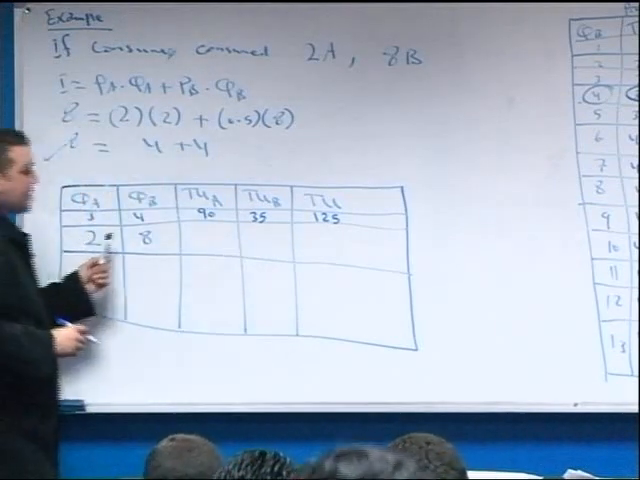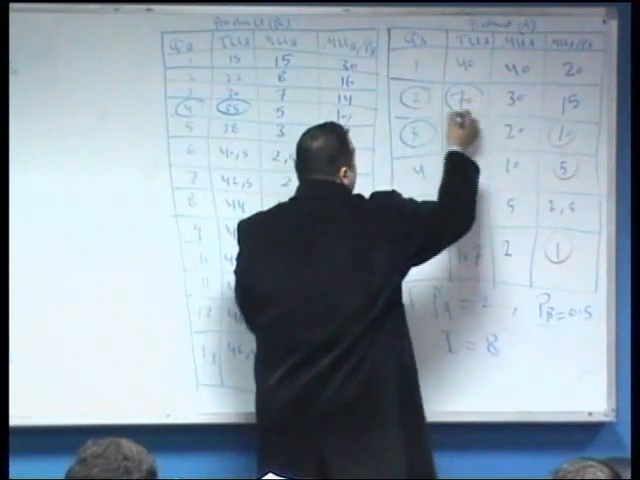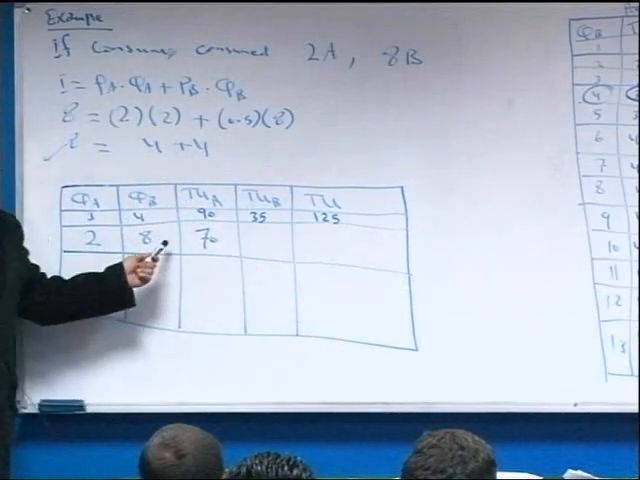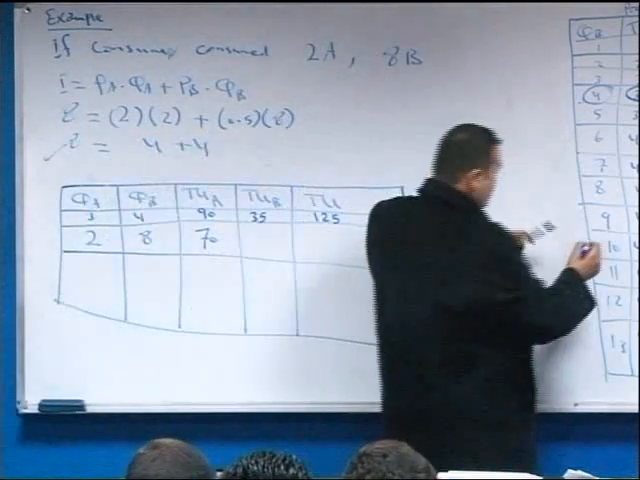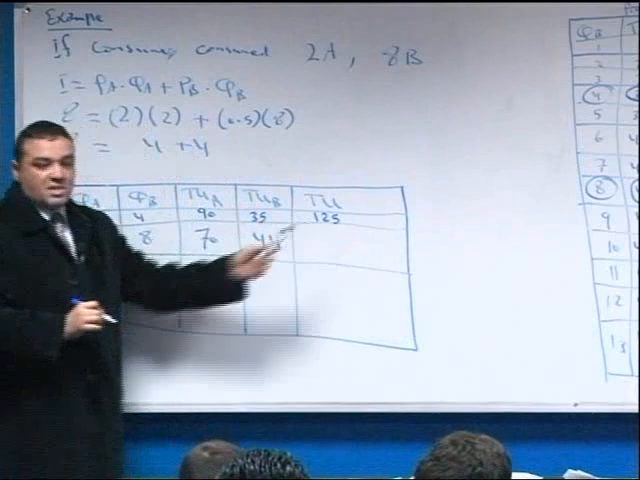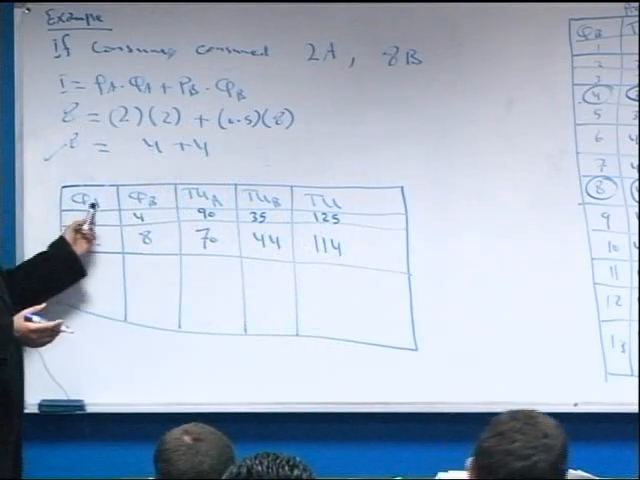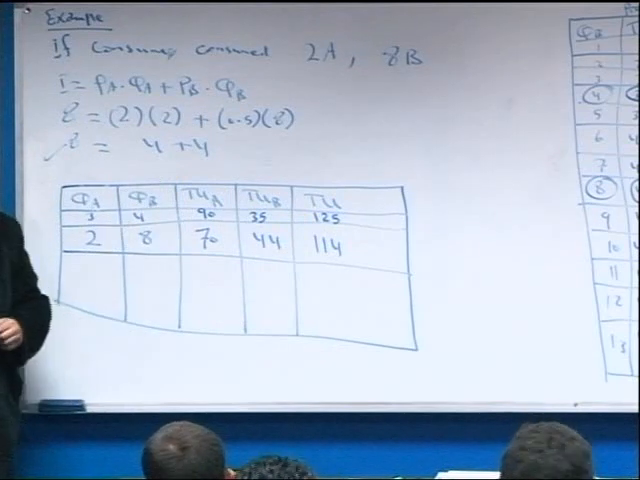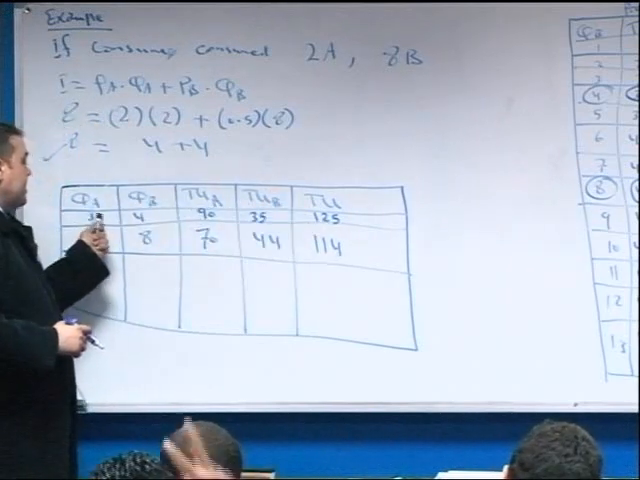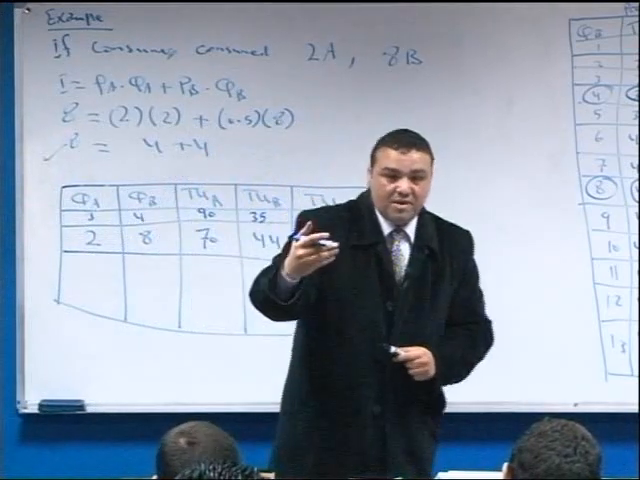When the quantity of A is 2, how much is the total utility of A? 70. And when the quantity of B is 8, how much is the total utility of B? The total utility of B is 44. How much is the total utility? 114. Which combination of A and B gives the consumer maximum utility? The first combination, 3 units of A and 4 of B, because it meets the two conditions, the first condition and the second.